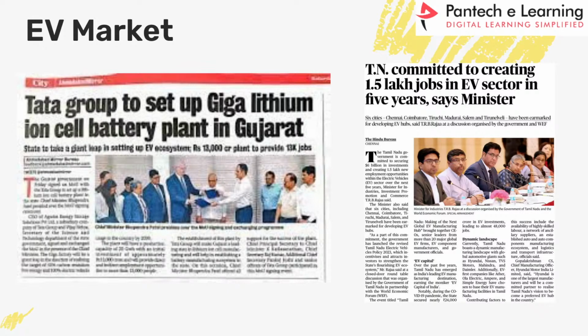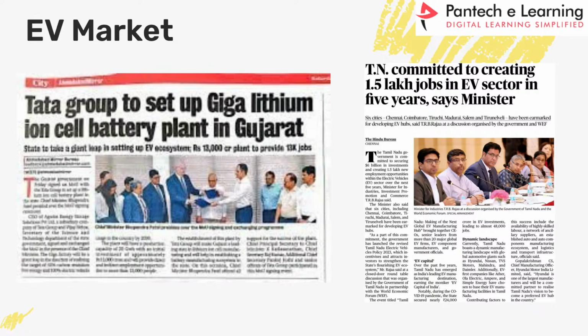In recent news, the Tata Group has taken a very significant step forward in the electric vehicle industry by announcing plans to establish a Giga factory for lithium-ion cell batteries in Gujarat. This initiative will align with the growing demand for electric vehicles and sustainable energy solutions also.